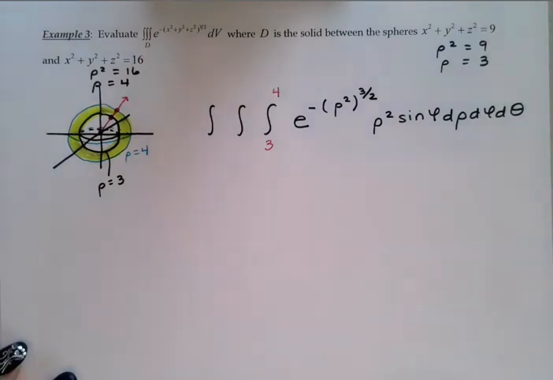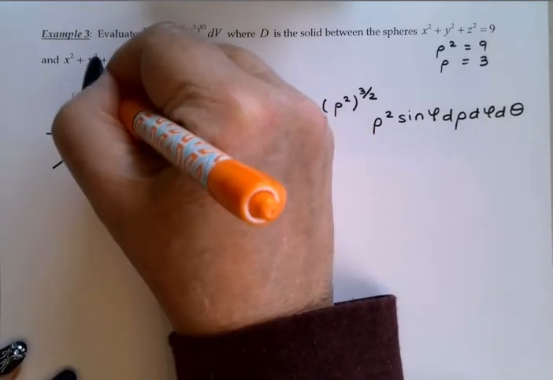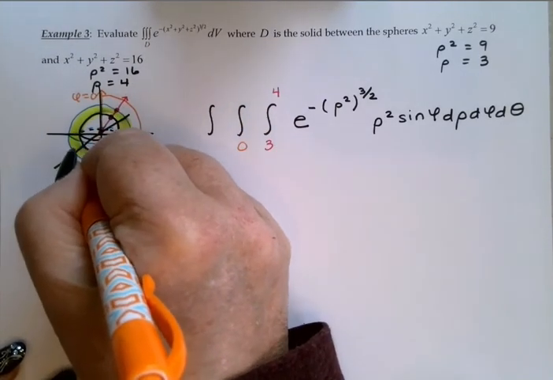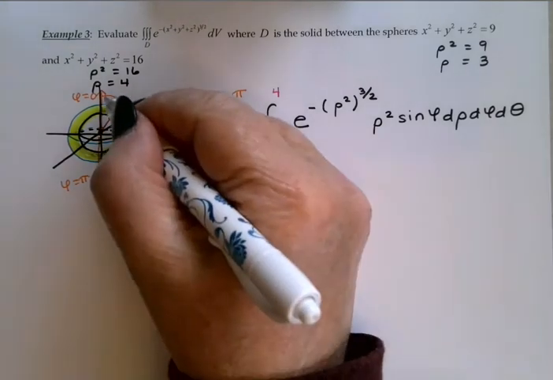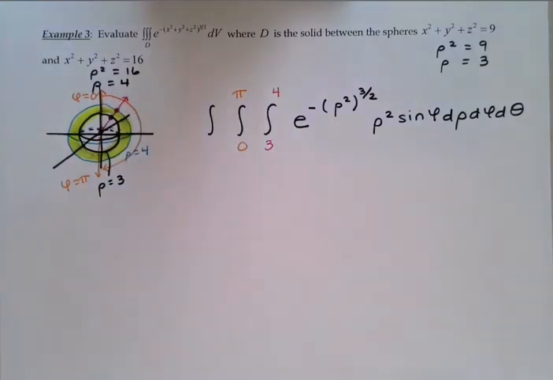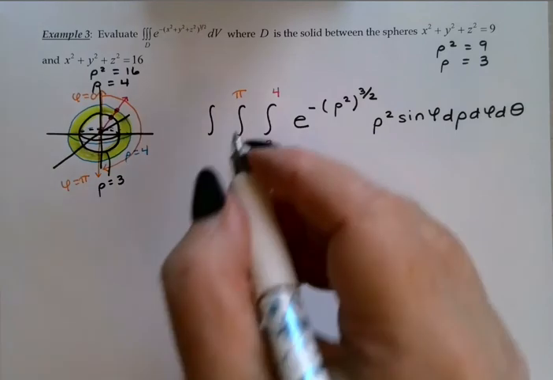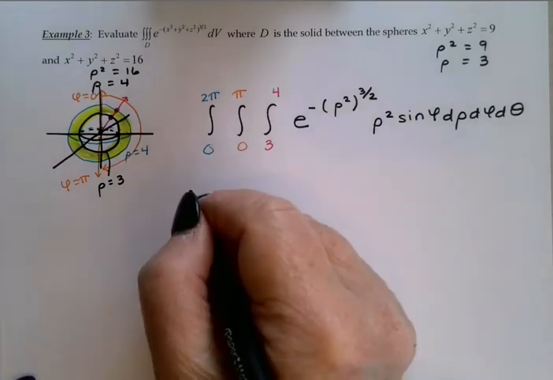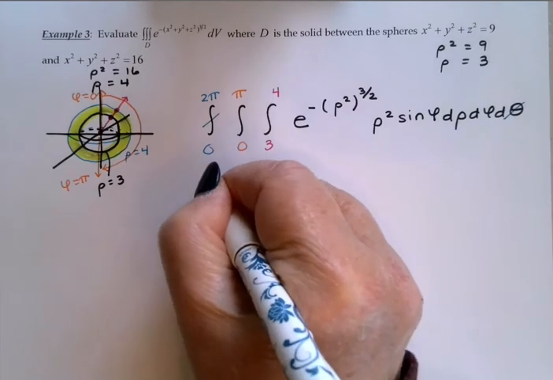For phi, if I start up here at phi equals 0, I'm going to have to go all the way down to phi equals pi to cover this whole thing. If you then imagine taking this kind of a half circle I have here and rotating that all the way around, a whole 2 pi, that's going to create the entire spherical shell that we're talking about. So theta will go from 0 to 2 pi. Okay, I can use the theta trick. There's no thetas here except the d theta. So pull down a 2 pi for that.